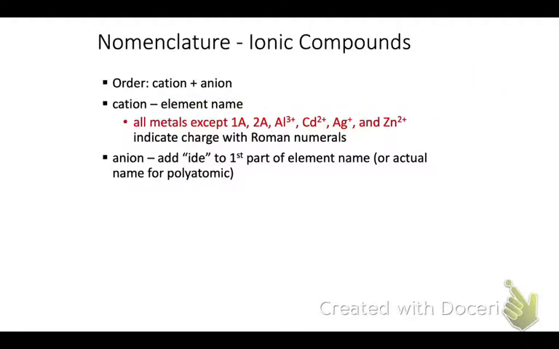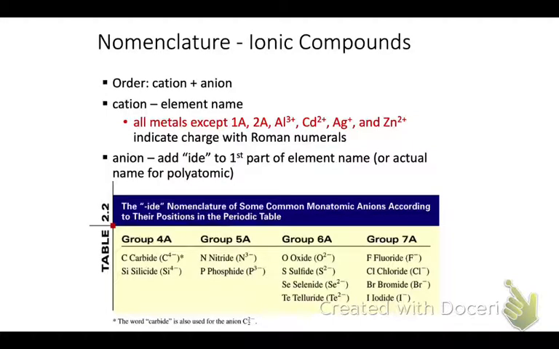Anions, we add the ending -ide to the first part of the element name. Or if it's a polyatomic anion, you just put the name of the polyatomic anion. So here are examples. Carbon, with a -4 charge, is carbide. Nitrogen is nitride. Oxygen, oxide. Sulfur, sulfide. Fluorine, fluoride. Chlorine, chloride. Bromine, bromide, and so on.